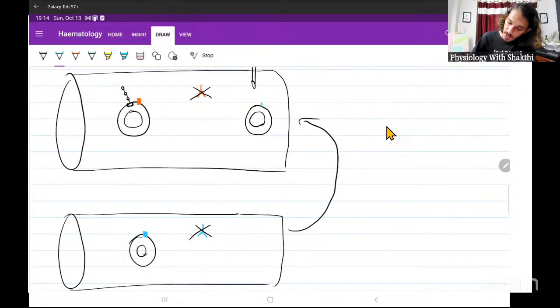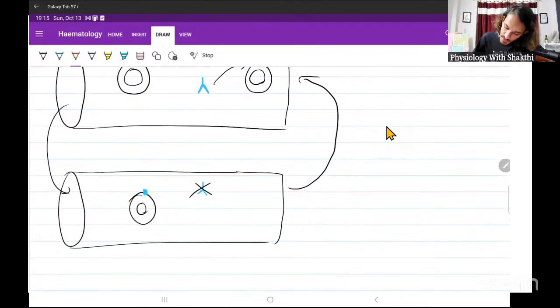This RBC is now having a separate antigen, which is not present in this person, because of which it is now detected as a foreign object. So against that foreign object, you're quickly going to generate types of antibodies in order to go and attack this. In a similar fashion, you take the blood from this person and put it over here. Again, the same thing is going to happen.